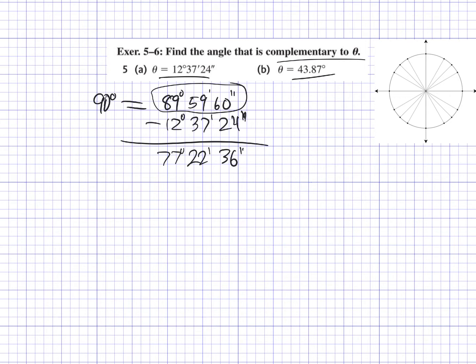And if you just have the degrees, then you just take 90 degrees minus the 43.87 degrees. And you just do the normal math. So 8, 9, 9, and 1. 10 minus 7 is 3. 1, 9 minus 3 is 6. 8 minus 4 is 4. So 46 degrees, 46.13 degrees. Okay? So two different ways to find your complementary angle, but you need to remember this part right here. You need to remember that 90 degrees is that.